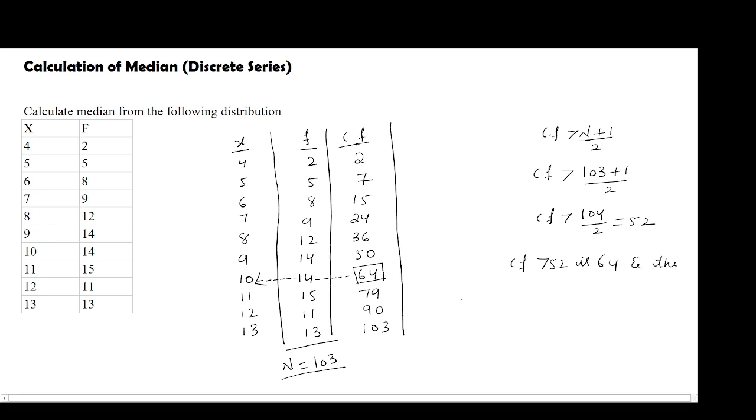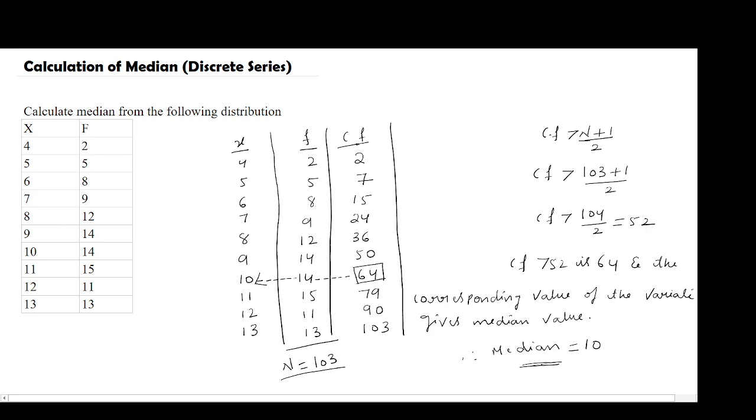and the corresponding value of the variate gives the median value. Therefore, the corresponding value which is greater than 64 is 10. Therefore, median is equal to 10.